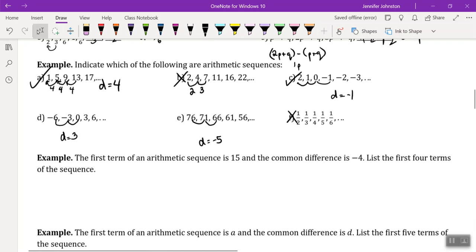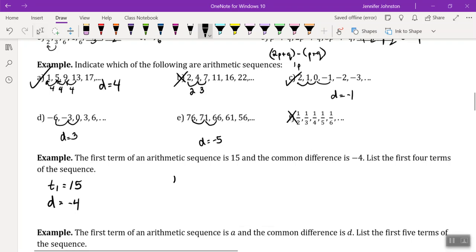Okay, so let's look at a couple of these questions. The first term in this arithmetic sequence that we're looking for is 15. Let's call that T1. T1 is our first term, and it's 15. And the common difference is -4. We're just asked here to list the first 4 terms.